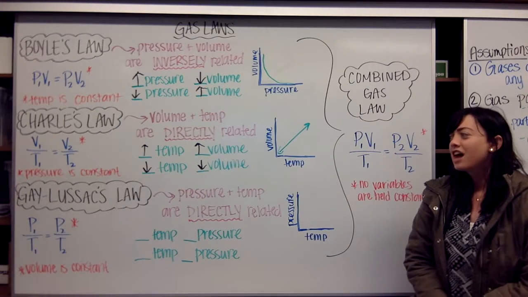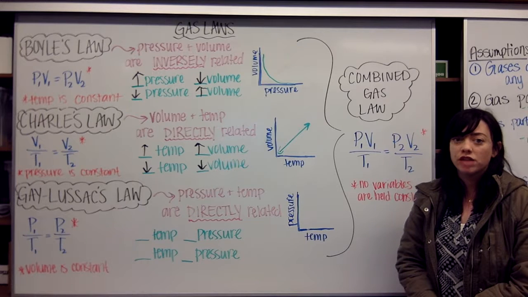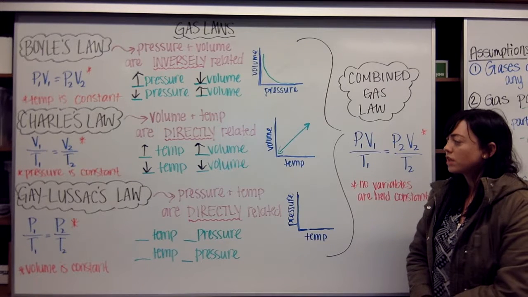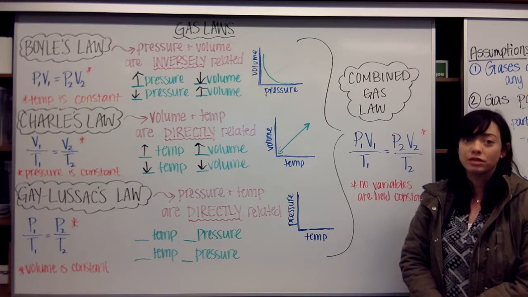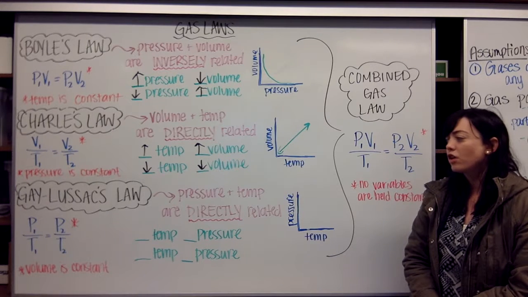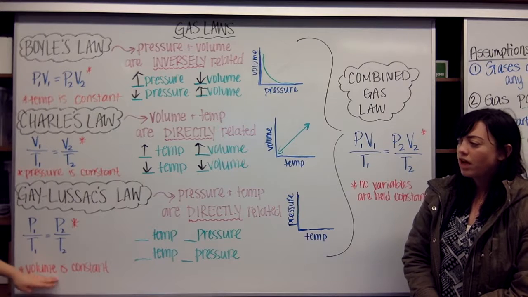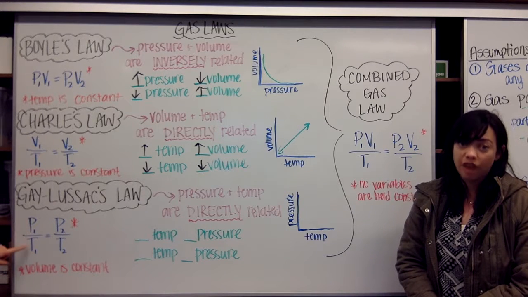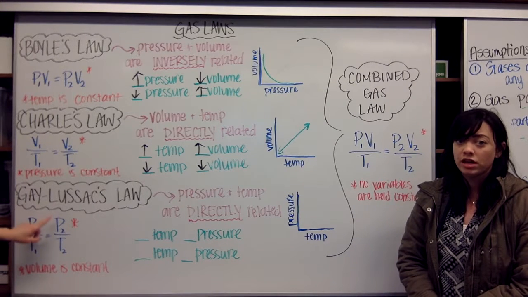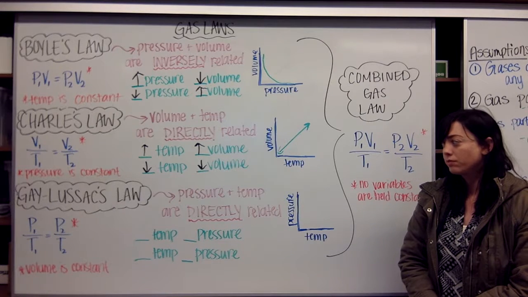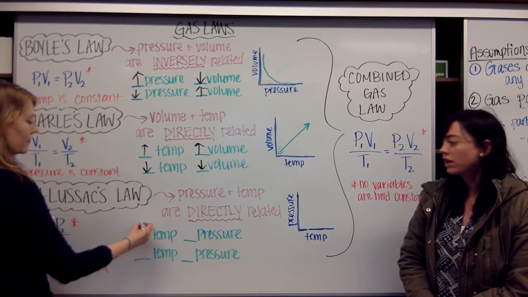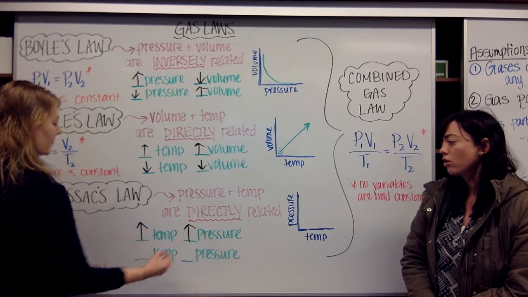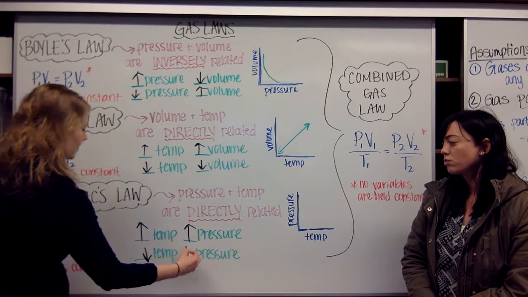Okay. Our third is Gay-Lussac's law, and this is representing the relationship between pressure and temperature, which again is directly related, and in this volume is constant. Therefore, we have initial pressure divided by initial temperature, which is equal to final pressure divided by final temperature. Like I said, this is a direct relationship. Therefore, if temperature increases, so does pressure. Or if temperature decreases, so does pressure.